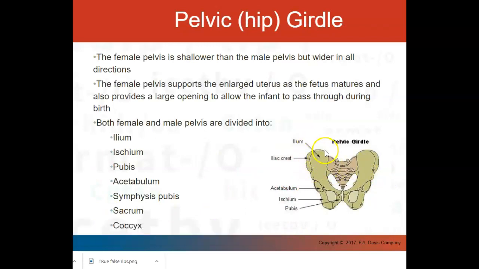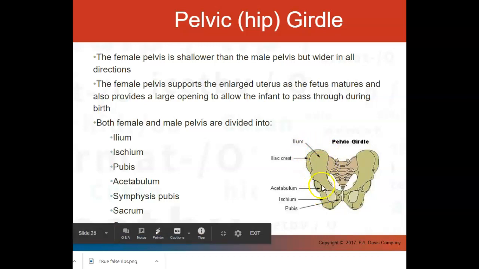Okay, so the ilium is the top part. This part right here is the iliac crest. The acetabulum is like in the ball and socket joint, the ball of the femur would go right in there. The ischium is all of this. The pubis is this bone right here. The symphysis pubis is the cartilage that connects those two together. That's not on there, I don't think. The sacrum is this here, and then the coccyx here, which is not labeled.